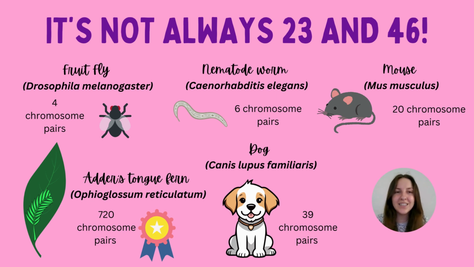Comment down below, predict if we were trying to find out how many chromosomes were in the haploid cells of a mouse, how many would there be if we know diploid cells contain 20 chromosome pairs or 40? I'll leave the answer in the description box.